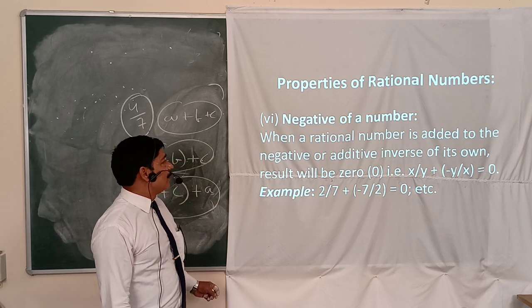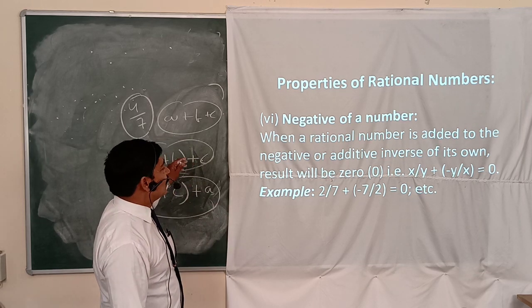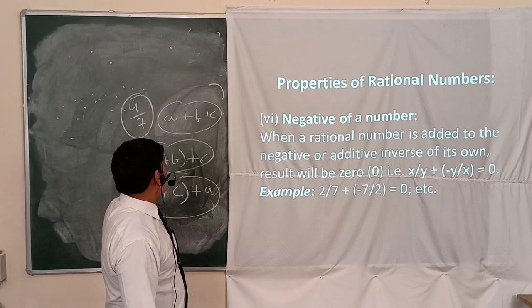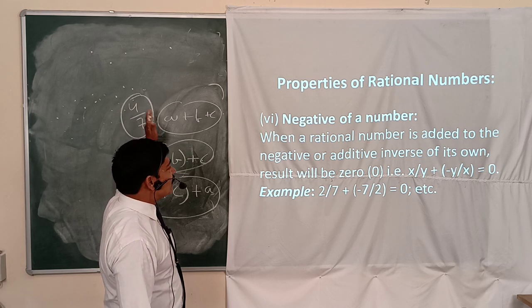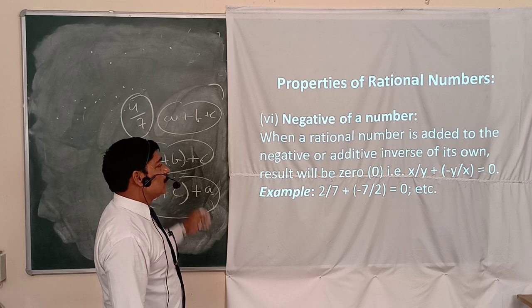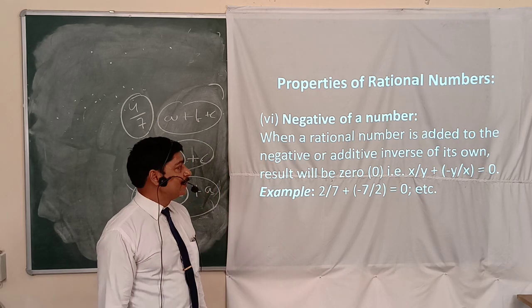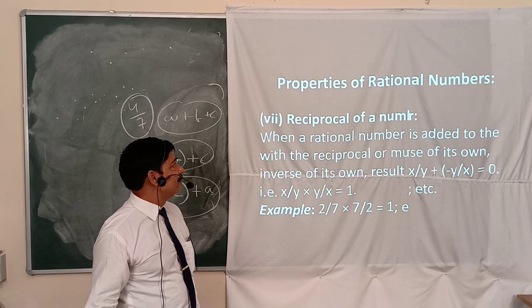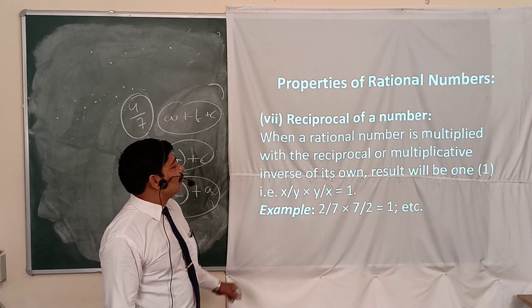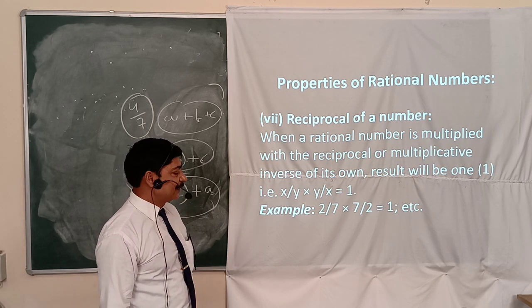Means the sum of a rational number and its additive inverse will be 0 if you add the additive inverse and the number itself. Next, the reciprocal of a number.